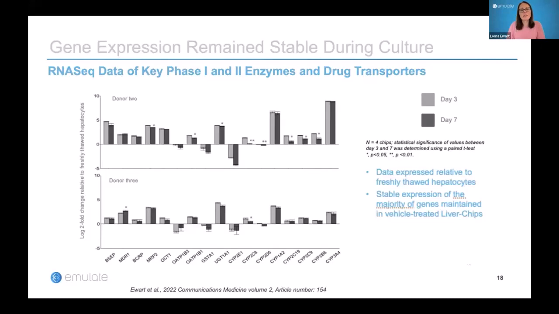And you can see here the data is actually expressed relative to the freshly thawed donor. It's the closest that we could get to how it might be in vivo, and you can see very stable expression in both donors for the majority of these particular genes. There's a couple of examples where maybe the levels actually decline a little bit over the culture period, but nonetheless nothing that we're terribly worried about here, and certainly gives us confidence that we'd be able to pick up drug-induced injury mechanisms due to metabolism.